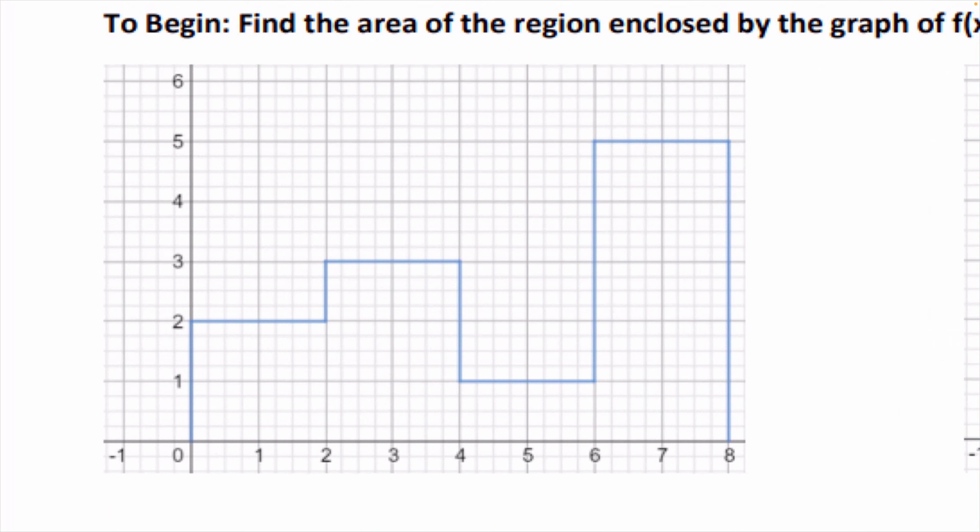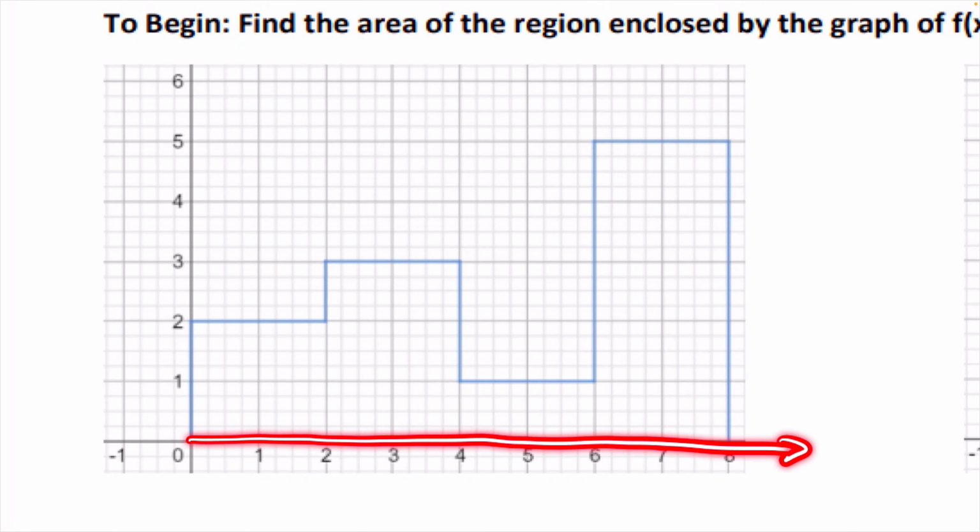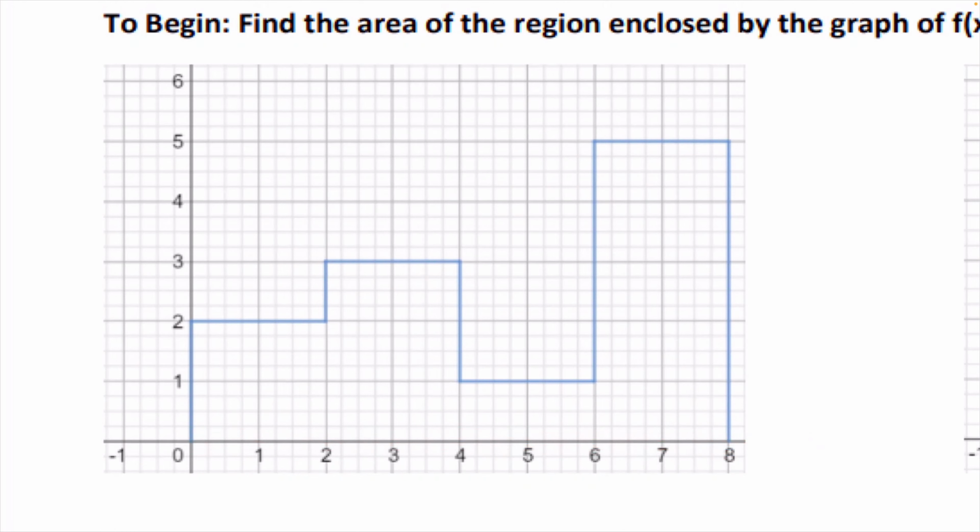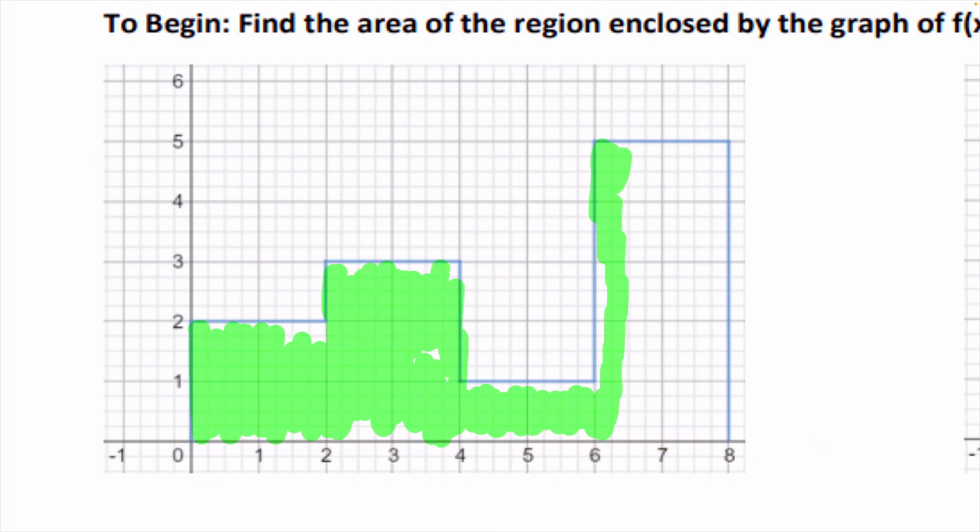So when I say area under the curve, it's the area from the blue down to the x-axis. It always goes back to the x-axis. So in other words, the area is this. Let me highlight it. Okay. All of this represents the area that we're finding. Okay. So it goes from the blue down to the x-axis.